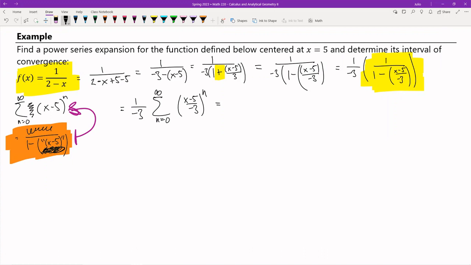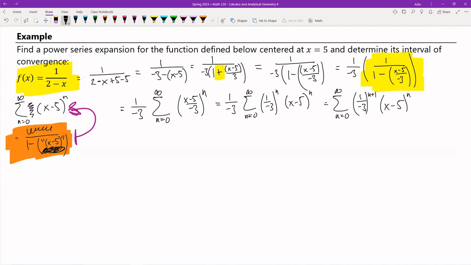I'm going to do a little bit more cleanup. I'm going to bring the 1/3 in after I do this, though. So it's going to be 1 over negative 3, sum n equals 0 to infinity of 1 over negative 3 to the n, x minus 5 to the n. Okay, and this is equal to sum n equals 0 to infinity of 1 over negative 3 to the n plus 1, I'm bringing that negative 1/3 inside, times x minus 5 to the n. We good?